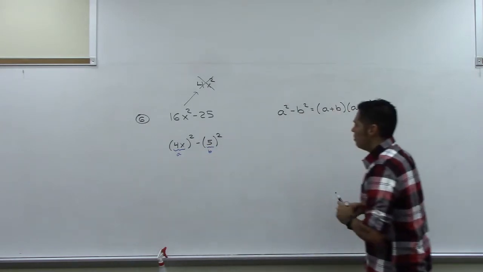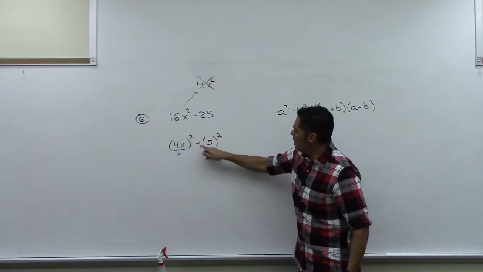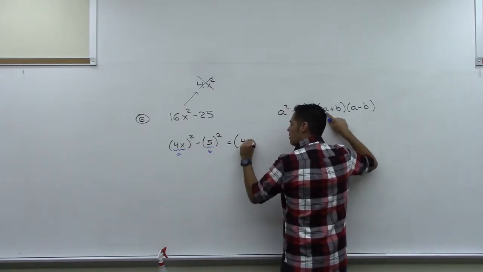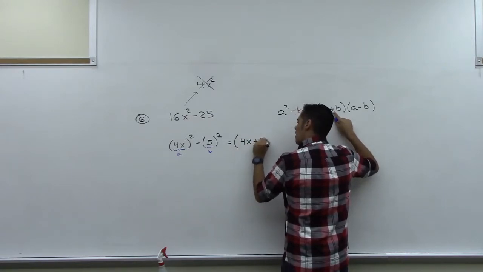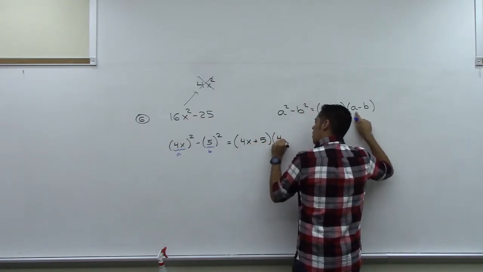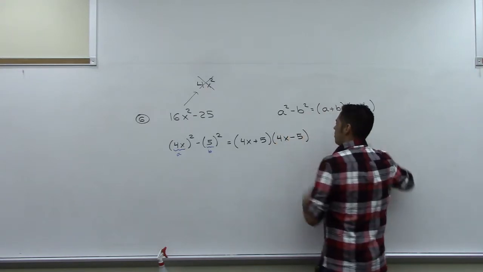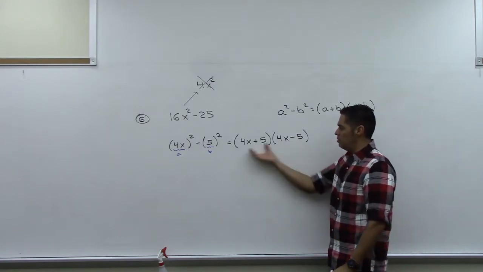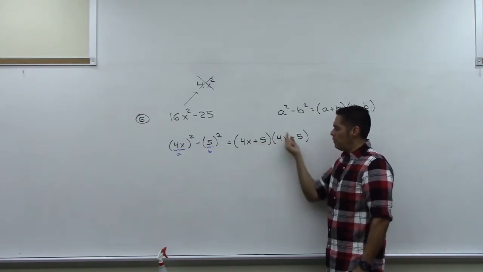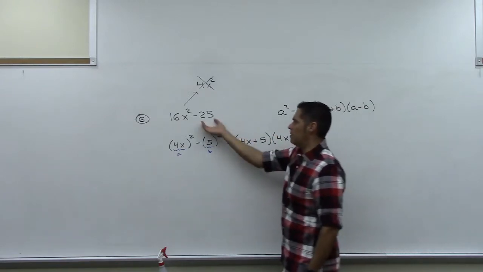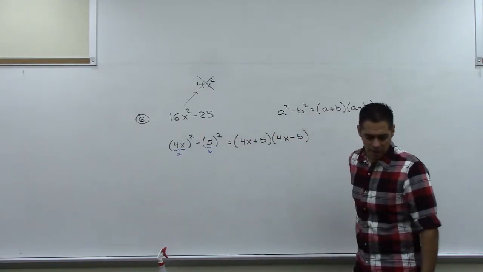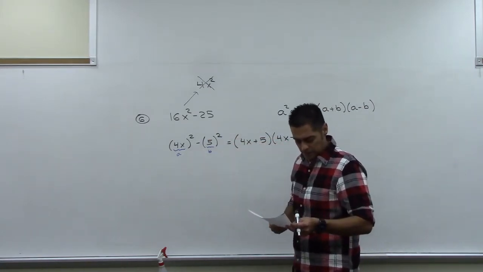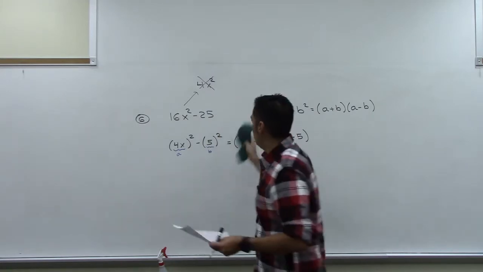So what I can do is just go to this formula. I have a squared minus b squared should be equal to a, which is 4x, plus b, which is 5, and then a, which is 4x, and then minus b, which is minus 5. So there you go. That's it. It's factored. It's been broken up into a product here. And then we could FOIL this back out, and if you did, you would get back to this. So that would just verify that you got the right answer. So you need to be able to recognize differences of squares in expressions. All right, moving on to number 7.